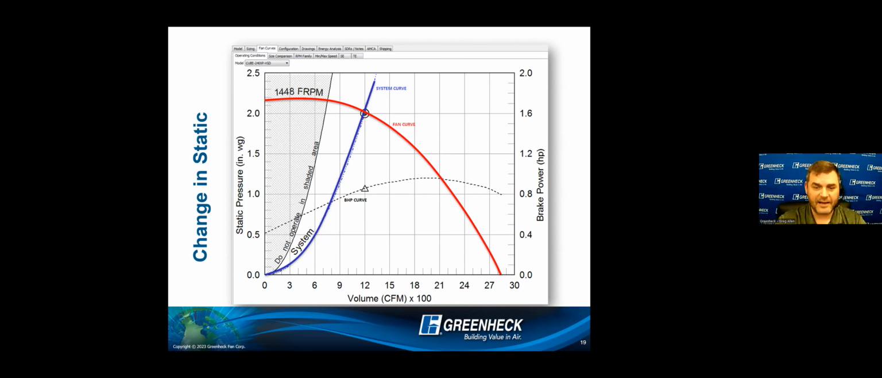Right? So this class is about fan curves. Well, if I change that blue system resistance line and add a 1/4 inch, all of a sudden that curve starts pulling up, right? It starts curving up. And now I have a new operating point, right? I'm not moving 1200 CFM anymore. I'm moving closer to 1100 CFM because I have a little more static pressure.